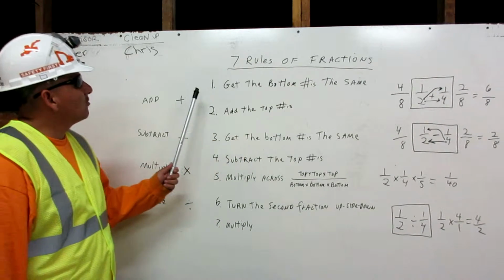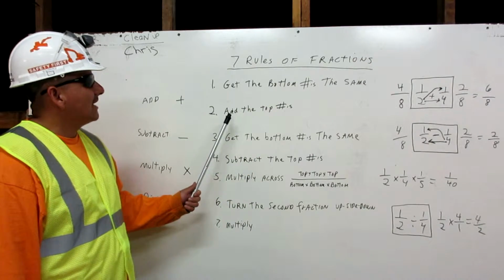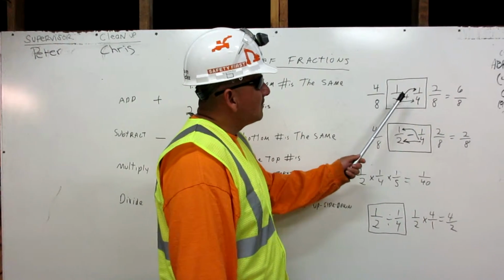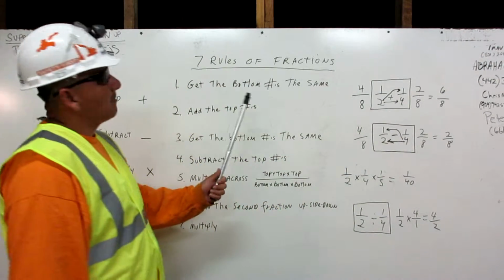To add, you got rule number 1, get the bottom numbers the same. And rule number 2, add the top numbers. Here's an example. I'm trying to add 1/2 plus 1/4. I can't do nothing until I get the bottom numbers the same.